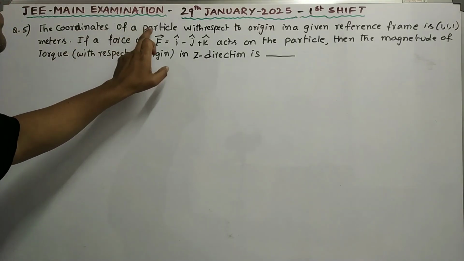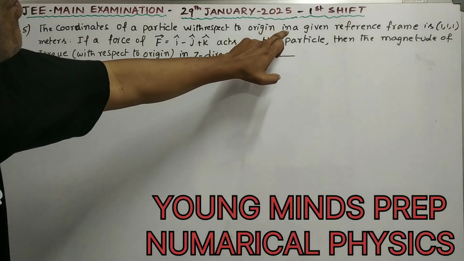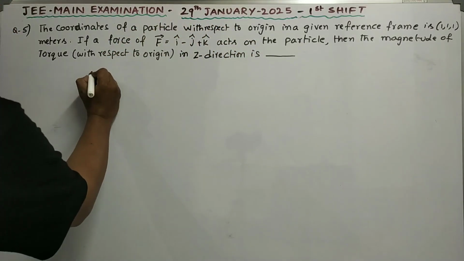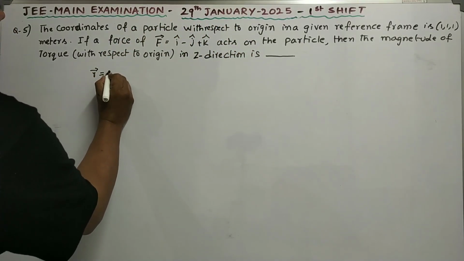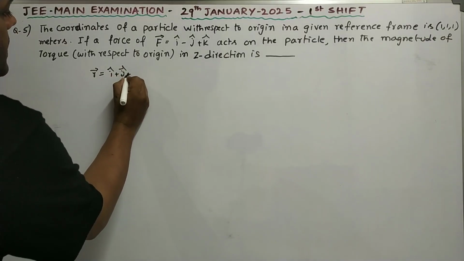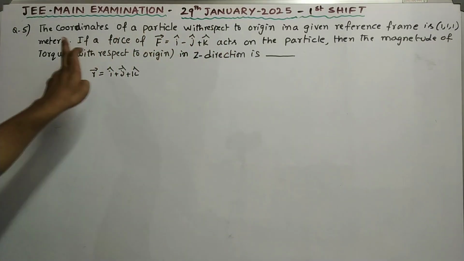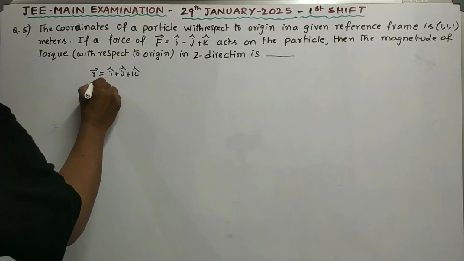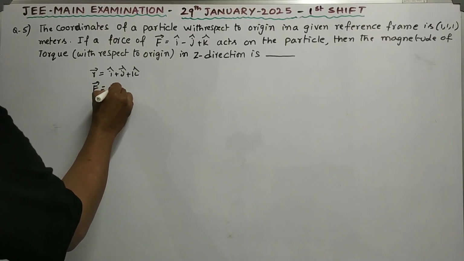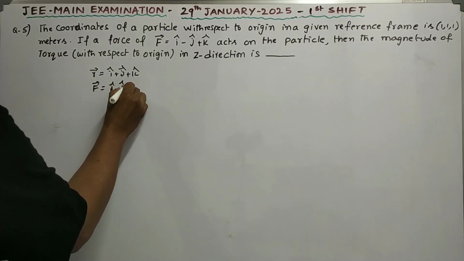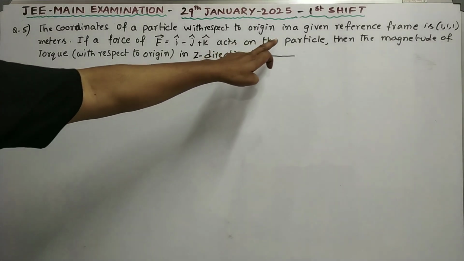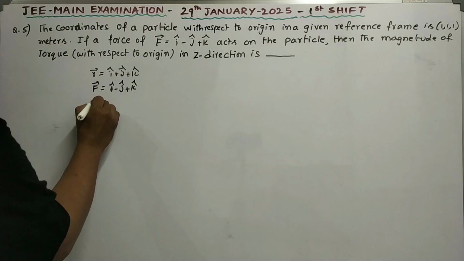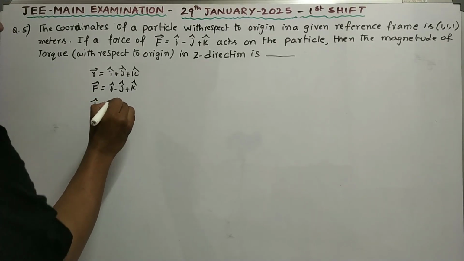Right, the fifth question. The coordinates of a particle with respect to the origin in a reference frame are 1, 1, 1. That means the position vector is given: i cap plus j cap plus k cap, in meters. If a force vector i cap minus j cap plus k cap acts on the particle, then he is asking for the magnitude of the torque.